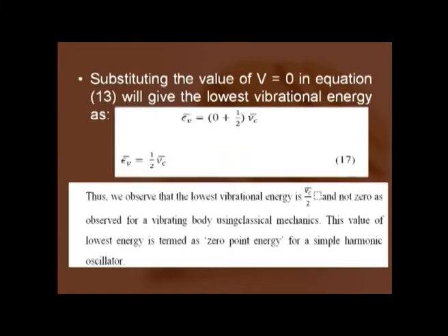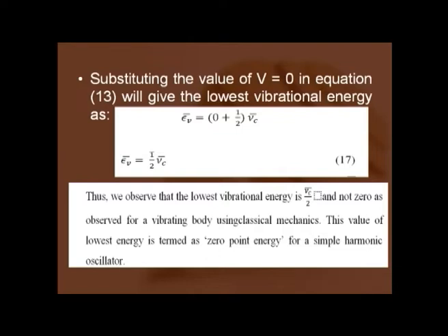Let us now look at the energy level pattern for a diatomic molecule. The various vibrational energy levels for a diatomic molecule acting as a simple harmonic oscillator can be obtained by substituting the values of vibrational quantum number v equal to 0, 1, 2, 3 and so on in equation 13. Substituting the value of v equal to 0 in equation 13 will give us the lowest vibrational energy as Ē_v = (0 + 1/2) ν̄_c, or Ē_v = 1/2 ν̄_c, as shown in equation 17.